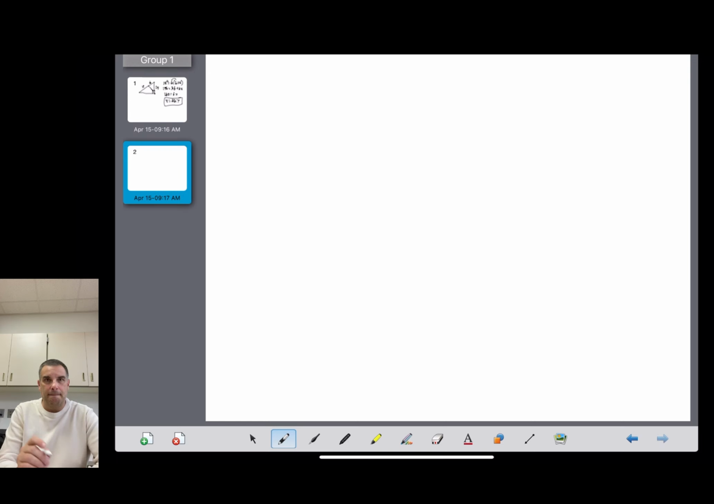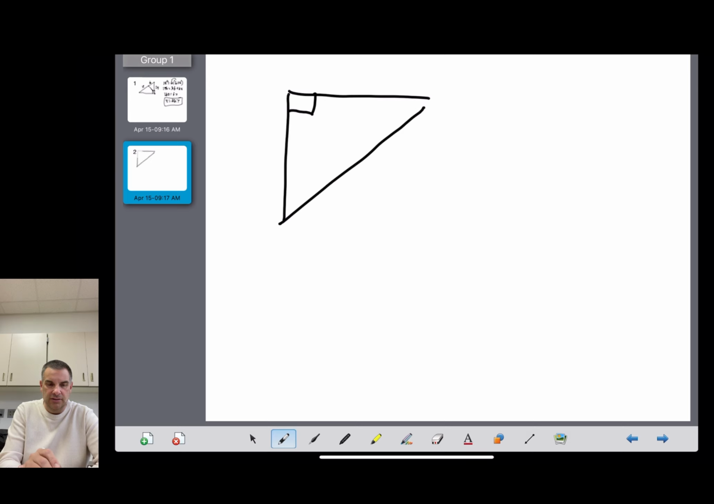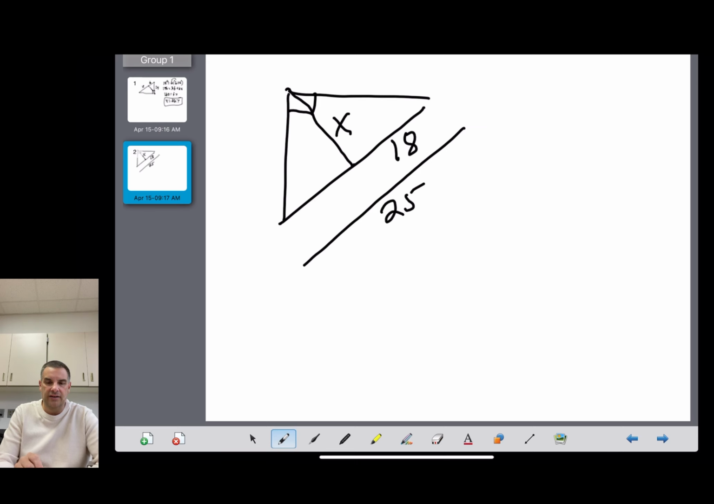Let's look at another one. So there's my right triangle. There's my altitude. This time I'm going to tell you that that is x. This is 18, and the whole thing is 25. So now we have to think about what we're given. We're given the altitude, and our rule is the altitude squared is equal to segment times segment. Not segment times whole, it's segment times segment.